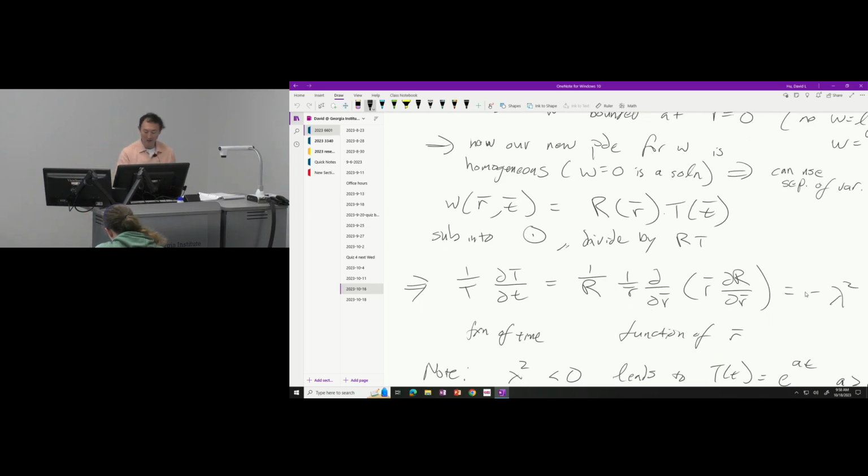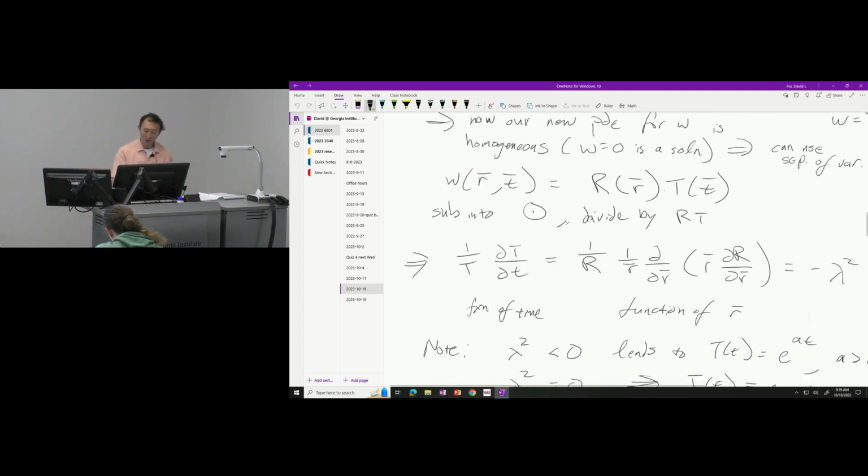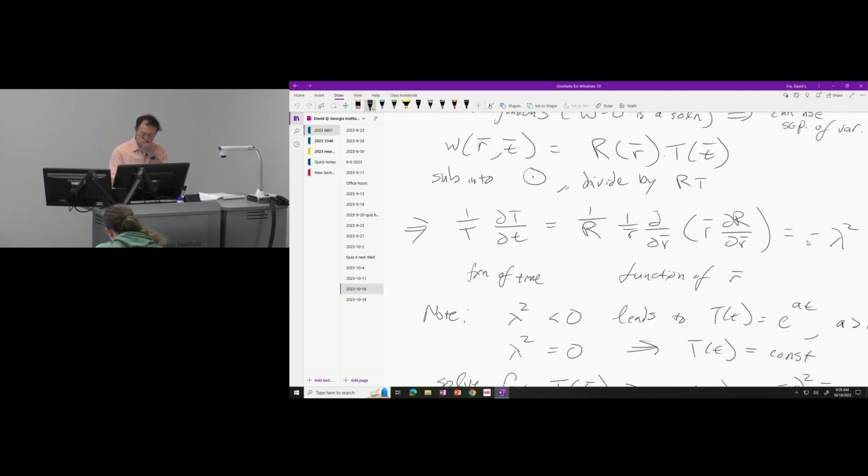For these to be equal, since time and space are independent, they have to be equal to a constant. So this one PDE became two ODEs, where each one is equal to a constant, and it's the same constant. And we argued that the constant has to be negative, because the time-dependent part decays, it becomes less important as we go forward in time.